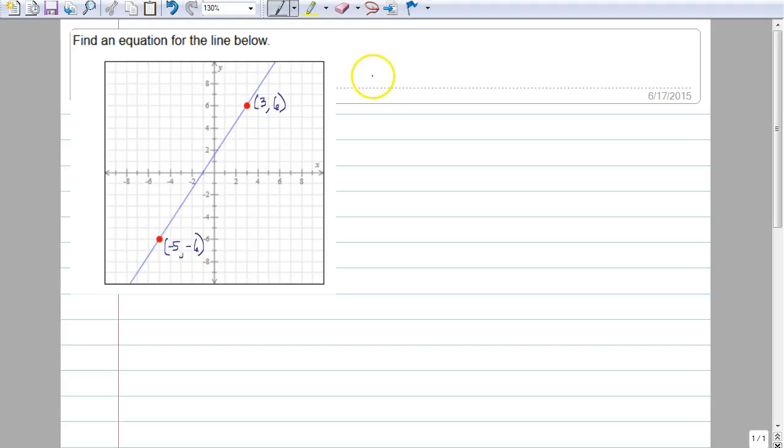We have to recall that our equation for slope is m equals y2 minus y1 over x2 minus x1. What I like to do is label this. So we'll call this point 1. So this would be x1. This would be y1. So this is our second point. So this would be our second x, so x2 and y2.